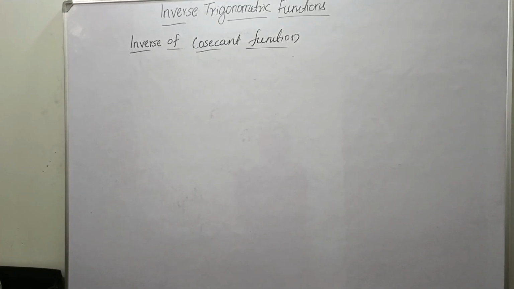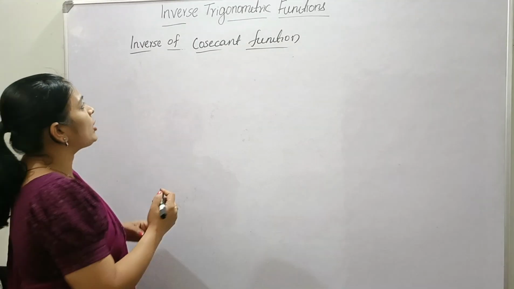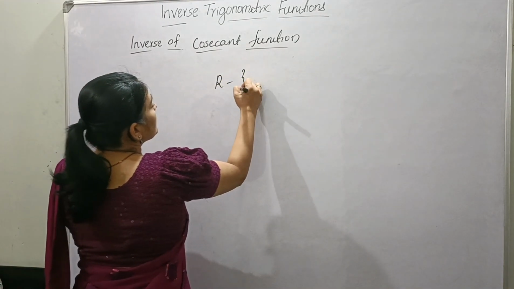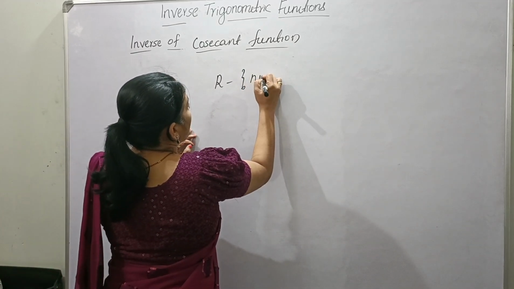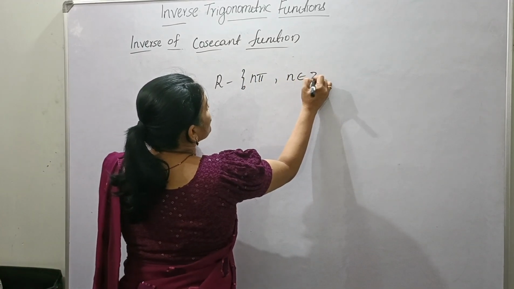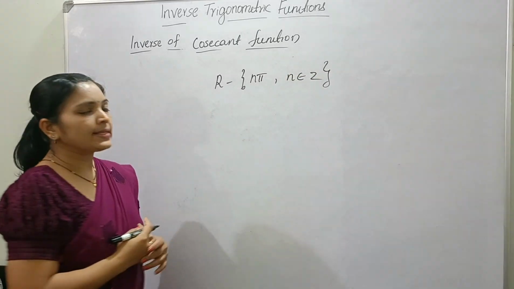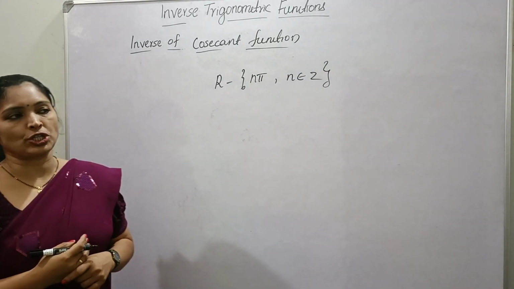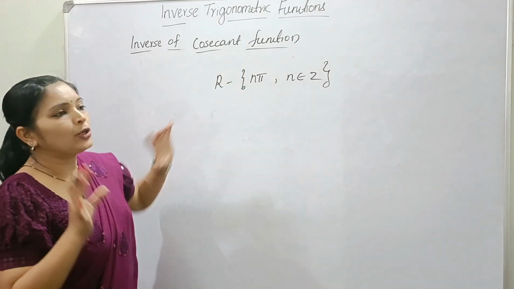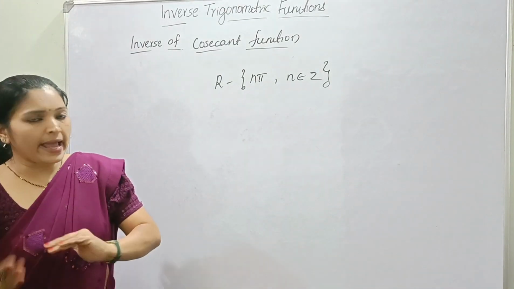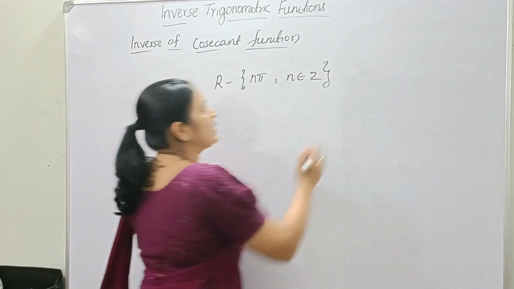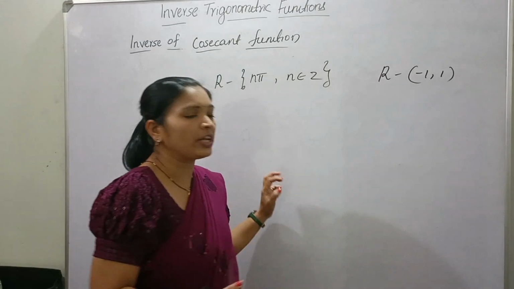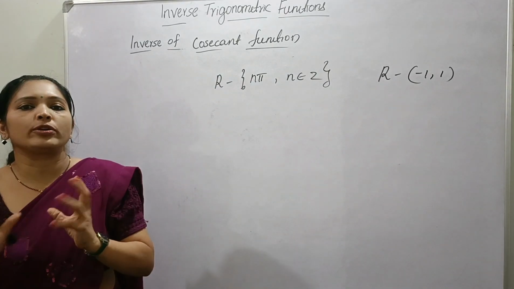Next is the inverse of the cosecant function. The domain of the cosec function is R minus the set n pi, n belongs to Z. We know that sin n pi is 0, and cosecant is nothing but the reciprocal of the sine function. So here the domain is the set of real numbers except n pi, n belongs to Z, and the range is R minus the open interval minus 1 to 1, that is, the set of real numbers except minus 1 to 1.